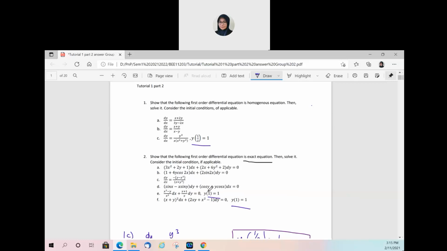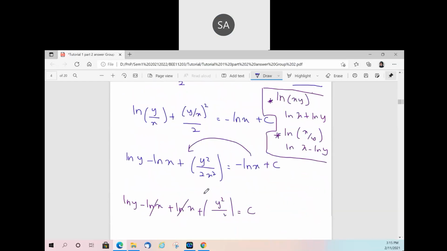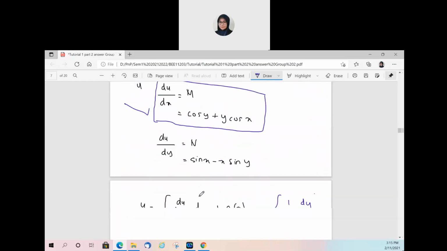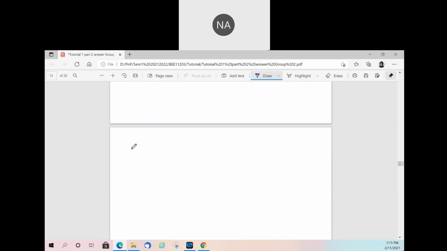Okay, so kita tengok last questions. Nanti saya bagi jawapan ni dalam grup. 2F is x plus y kuasa 2 dx plus 2xy plus x square minus 1 dy equals to 0. And diberi initial condition juga kat sini, y(1) equals to 1.